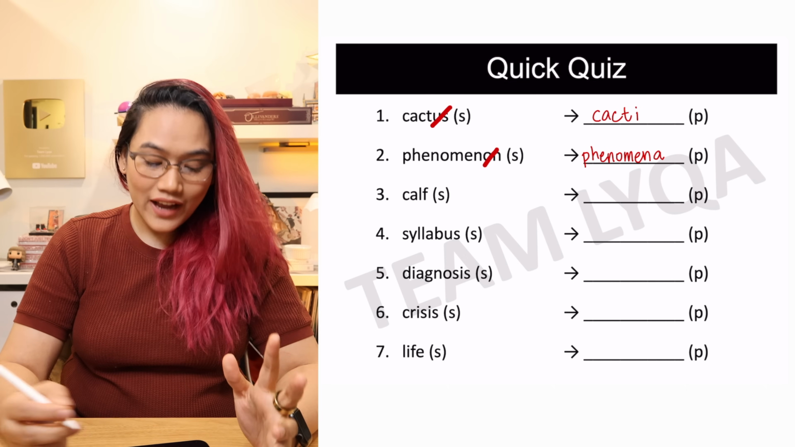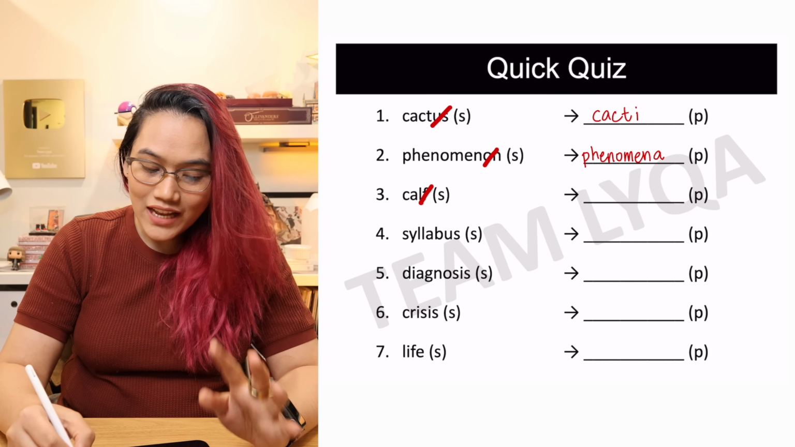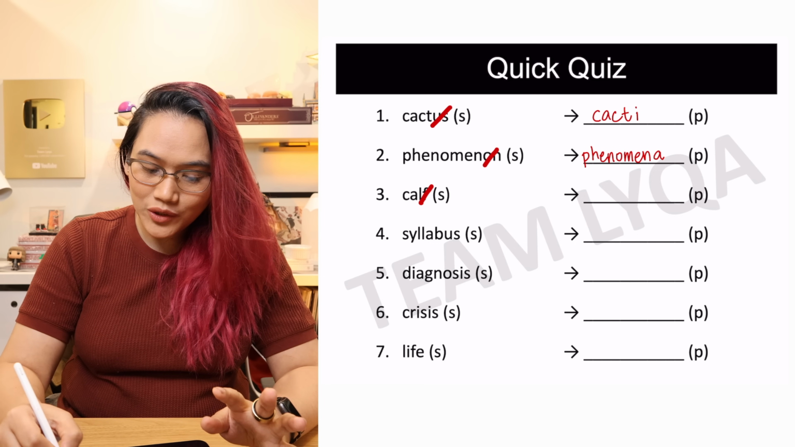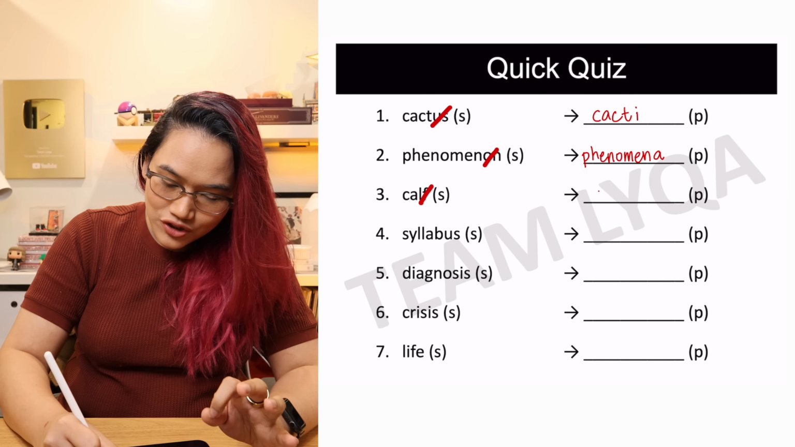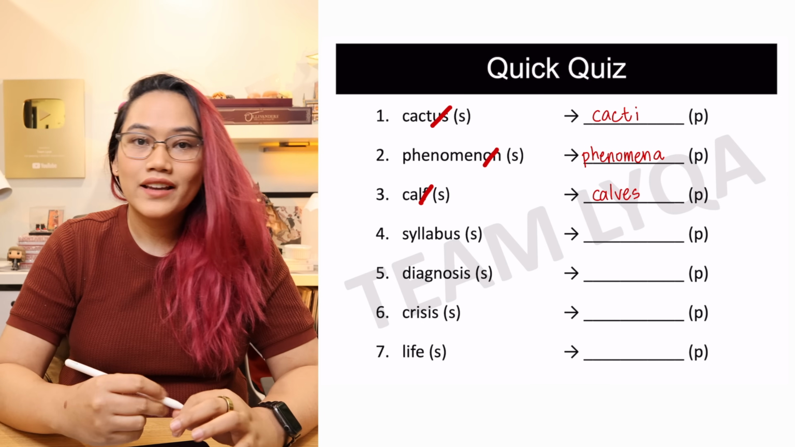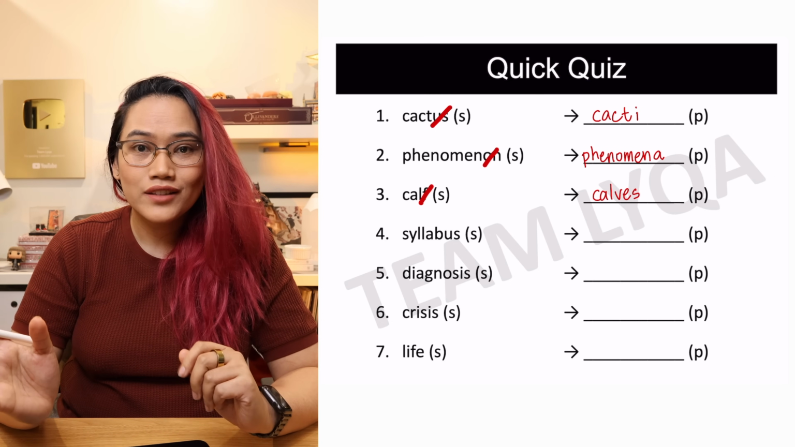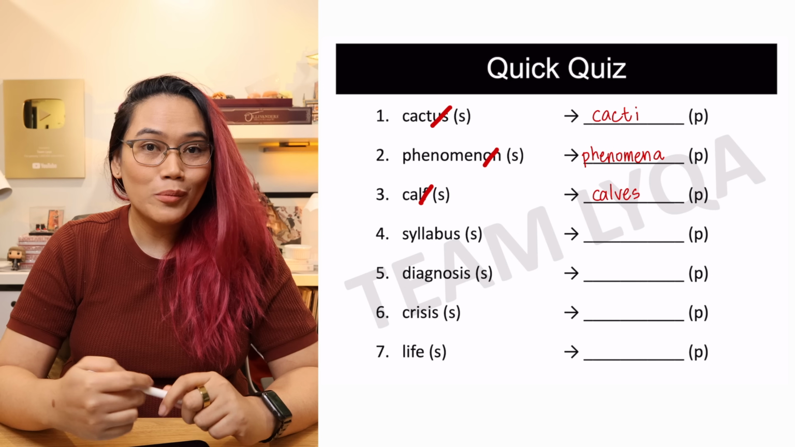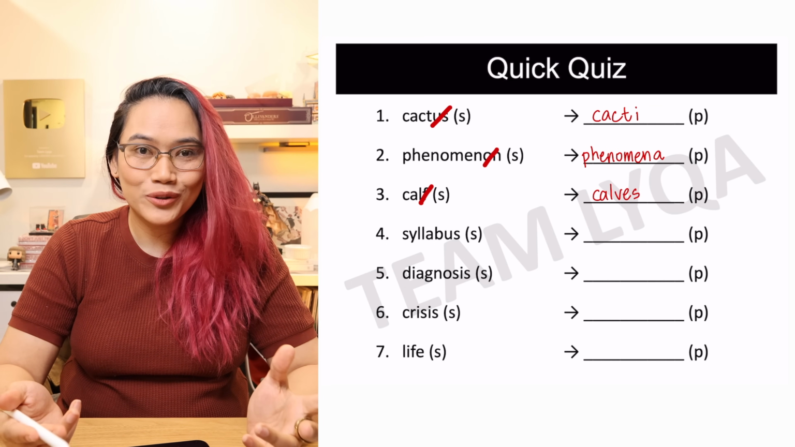What about the word calf or yung bata na baka? It ends with an F. So what we're going to do is to take that out and change it into VES, calves. And this works for yung calf as in yung hayop or yung part ng body mo, yung calf. Same spelling, same plural form.